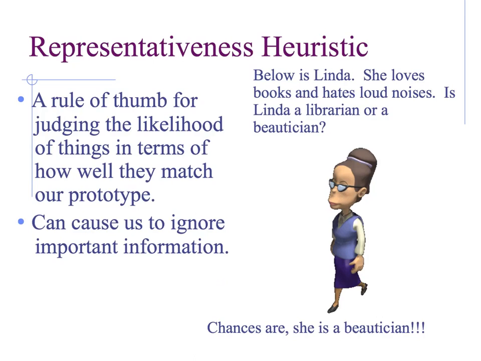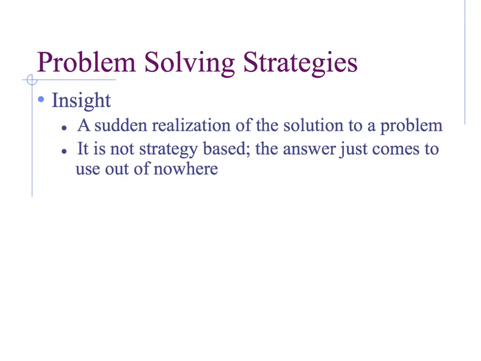Can you think of another example of the representativeness heuristic? Here's another example. Let's say you're in Japan and you're walking down the streets of Tokyo and you see a native Japanese man who happens to weigh 600 pounds walking toward you. Take a guess as to what sport he plays. Did you say sumo wrestling? Nailed it.